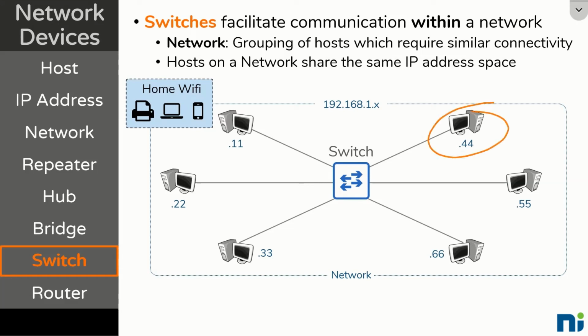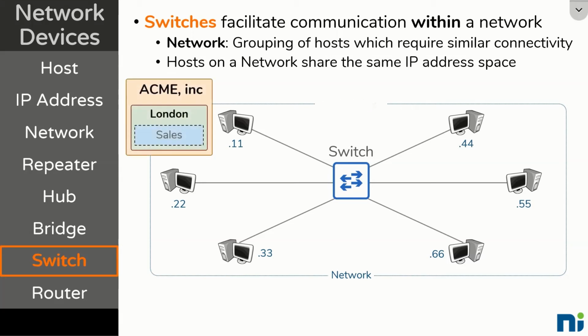And this set of devices could very easily represent all the different hosts on your home Wi-Fi network. Maybe this device is your printer, and this device is your laptop, and this device is your mobile phone, and so on. Or maybe this network and these devices represent all the PCs that might exist within a particular classroom of the school network. Or maybe, even further, all of these devices represent hosts that exist in the sales team of the London office of the Acme Corporation. One way or another, since all these devices are connected with a switch, they all belong to the same network.